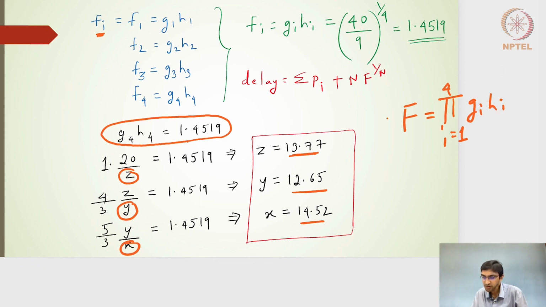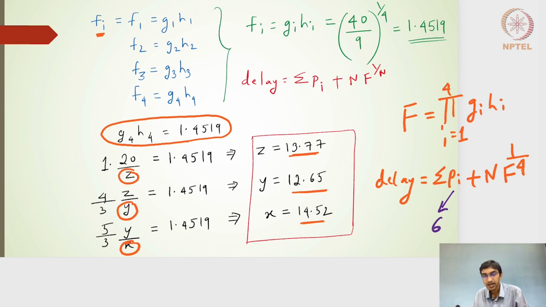Right. So the overall minimum delay is nothing but the summation of the parasitics for 4 stages, which turned out to be 6 in this particular case, plus the number of stages multiplied by, because each stage is now seeing, 4 f raised to 1 by 4 as an effort delay.